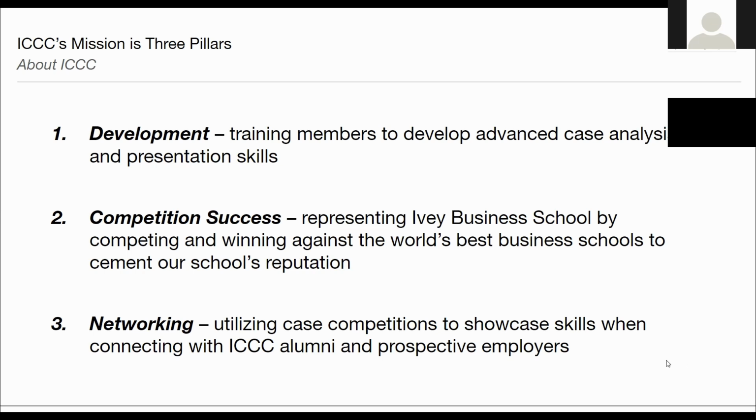The second one is competition success. Obviously, as we send our international members abroad, we want them to win, and we want them to represent Ivey as well as help build the reputation for ICCC. And third one is networking. We have a huge alumni database. We have alumni who've gone across the world, are working internationally, and are working everywhere. Essentially, we want to use that alumni database as a networking tool to leverage and help increase the talent at ICCC.